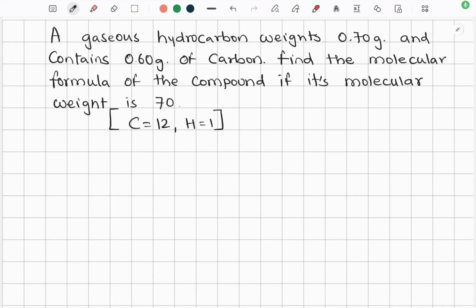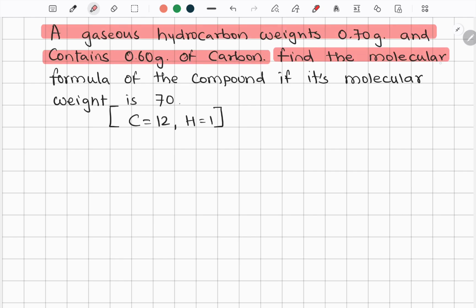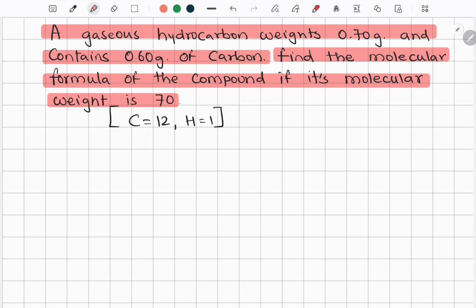Try to solve this question. So in this question it's been asked that a gaseous hydrocarbon weighs 0.70 gram and contains 0.60 gram of carbon. So we have to find the molecular formula of the compound if its molecular weight is 70 gram. Definitely molecular weight is 70 and atomic weights of carbon and hydrogen are given, which are 12 and 1 respectively.